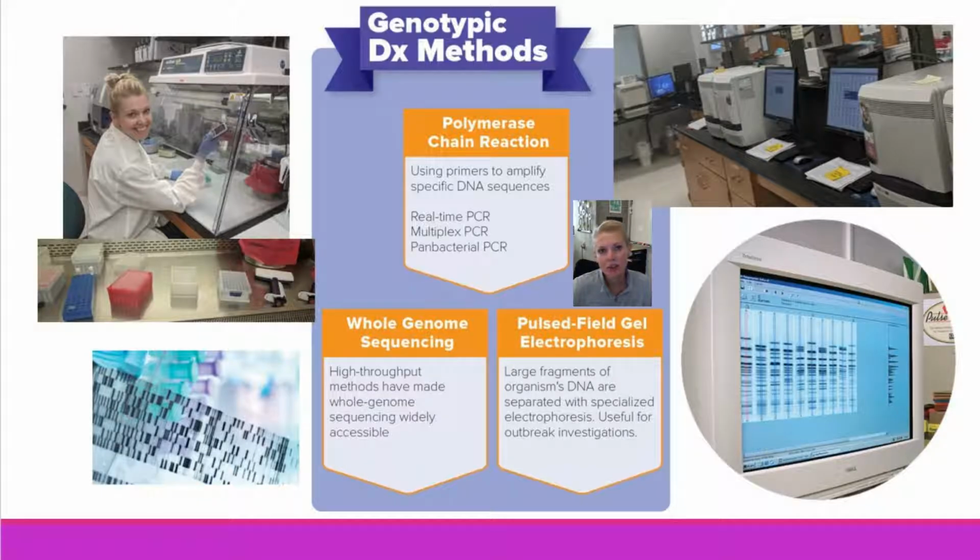This lecture is going to go briefly over genotypic methods of diagnosing infectious disease. It's going to include molecular methods, so PCR, whole genome sequencing, as well as pulse field gel electrophoresis. Those are the ones I'm going to focus on. Your text goes into a few more, but these are most commonly used in clinical labs and public health labs to diagnose infection as well as identify microbes that could be part of an outbreak.